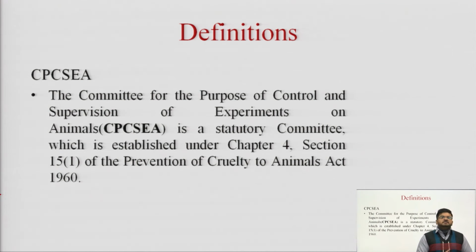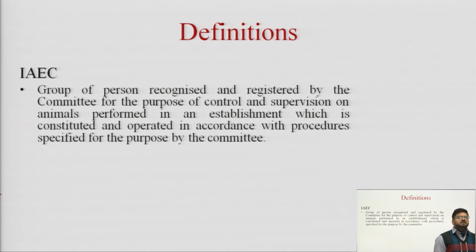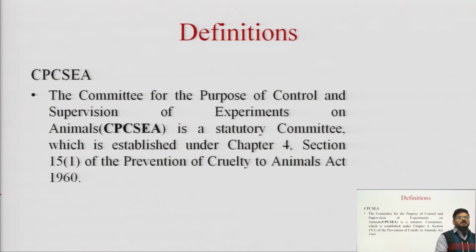Another definition is CPCSEA. CPCSEA को अभी हमने डिस्कस किया. It is also a committee, है ना. तो in the same way as we have discussed about IAEC, तो CPCSEA का definition क्या है? तो CPCSEA is the committee for the purpose of control and supervision of experiments on animals. आप किस तरह से एनिमल्स पे एक्सपेरिमेंट्स परफॉर्म करोगे, एनिमल्स को कितना सफरिंग होना है, कितने नंबर ऑफ एनिमल्स रिक्वायर्ड हैं, किस टाइप के एनिमल्स रिक्वायर्ड हैं, उनका क्या ब्रीड यूज़ होना है, उनको किस तरह से ब्रीड करना है एंड उनको किस तरह से यूज़ करना है जिससे कि हम उन्हें कम से कम सफरिंग दें.